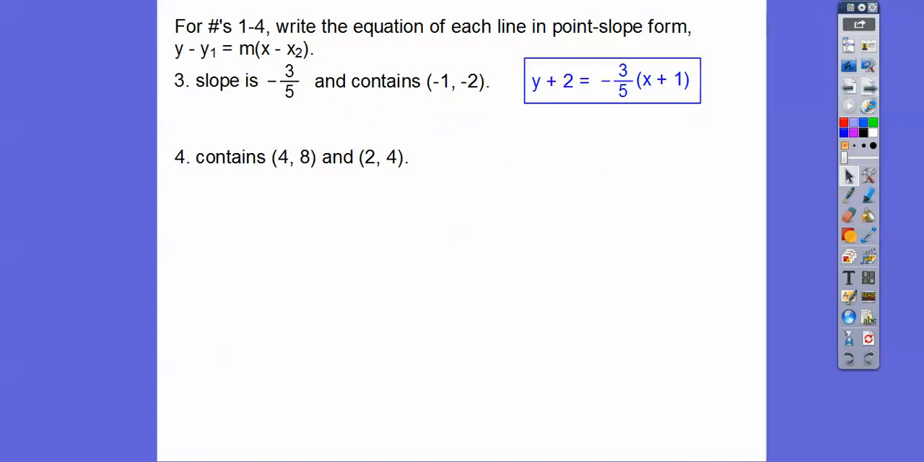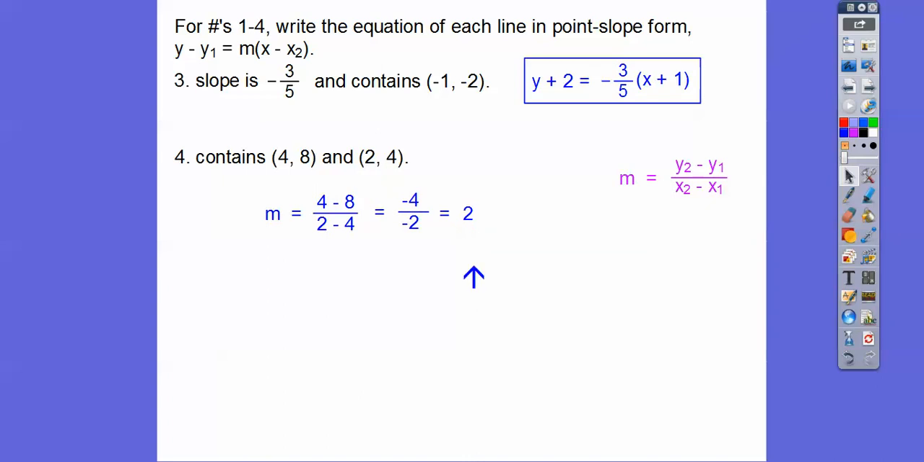For the other one we've got to get the slope. If we did the slope, we do the second y minus the first y, which is -4, and then 2 minus 4 is -2. -4 over -2 is 2, and a negative divided by a negative is a positive. Then we can just do either one. We can do y minus 8 equals 2 times x minus 4, or we can do y minus 4 equals 2 times x minus 2.